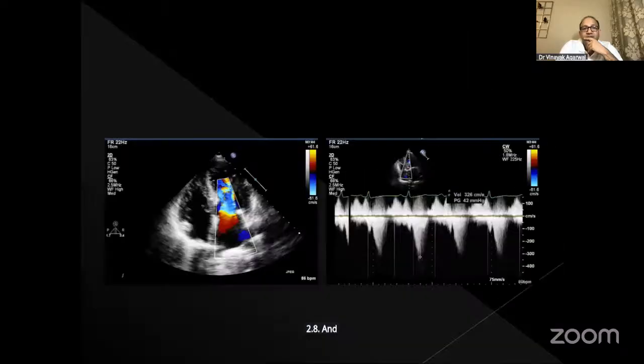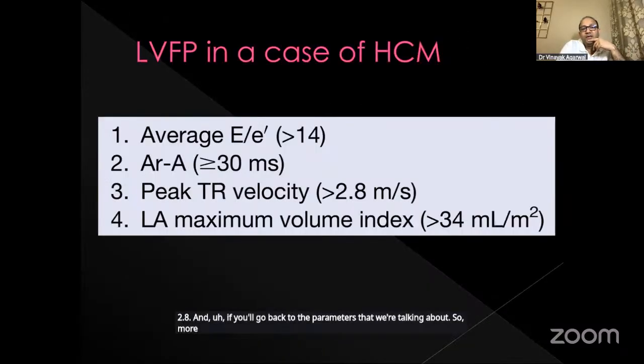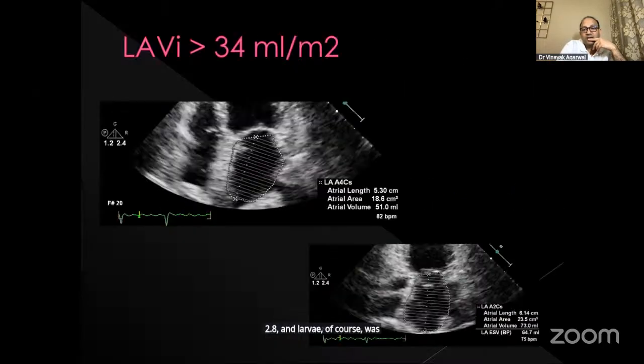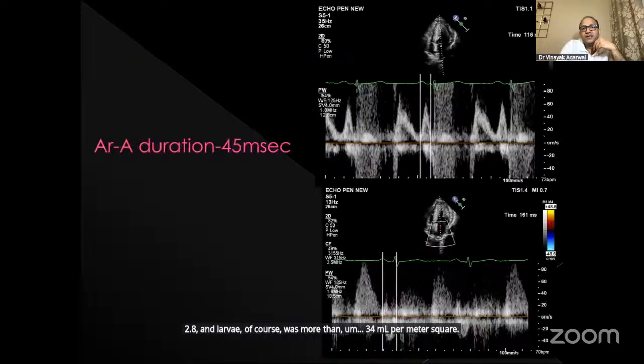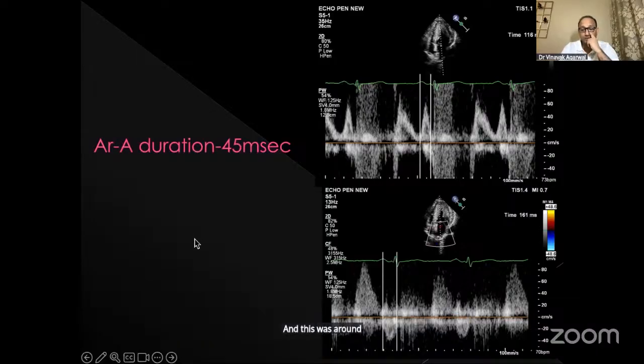And if we go back to the parameters that we were talking about: more than 14, 2.8, and LAVI, of course, was more than 34 ml per meter square. This is the AR duration, AR minus A duration. You look at the mitral inflow A duration, approximately 190, and AR duration 116, and this was around 161. So the difference was around 45 milliseconds, more than 30 milliseconds that we were talking about.